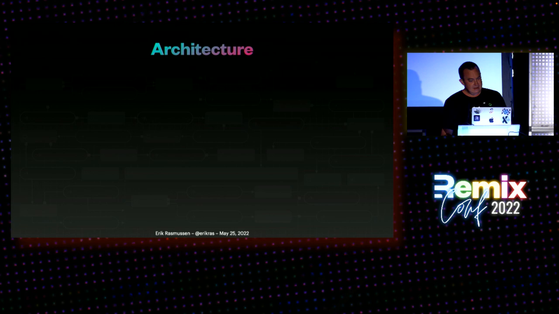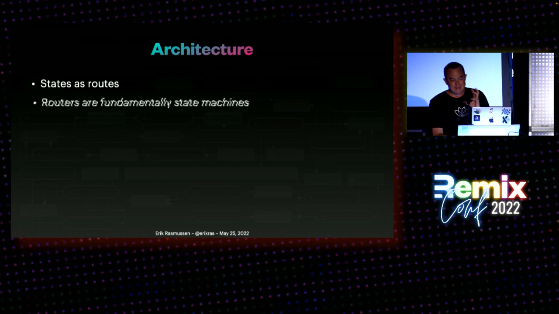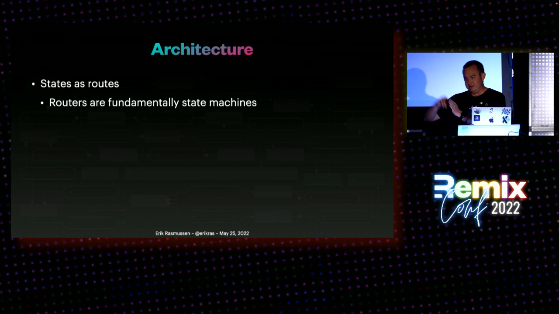So a little bit about the architecture of what I've built here. States are routes. If you think about it, and I'm pretty sure no one in this room has thought much about routing, routes are fundamentally state machines, right? You're at a route, and you click a link, and that's a transition to another route. If you hit the back button, then you transition back to the other state. They're basically state machines.